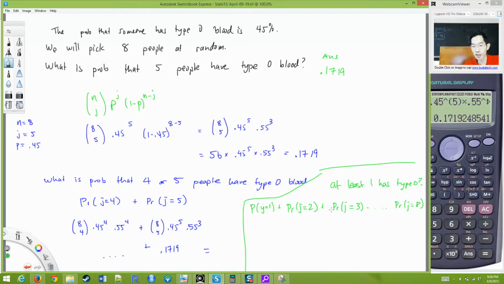So instead of having to do 8 calculations, I could also say this is equal to 1 minus the probability that y equals 0. And doing y equals 0 is just one calculation, and that's not too bad. It's going to be 8 choose 0, p to the 0, and 1 minus p to the 8. And that 8 choose 0 is 1, and all of these things simplify. So it makes your life easier. Treating at least 1 as the complement of 0 can make your life easier.